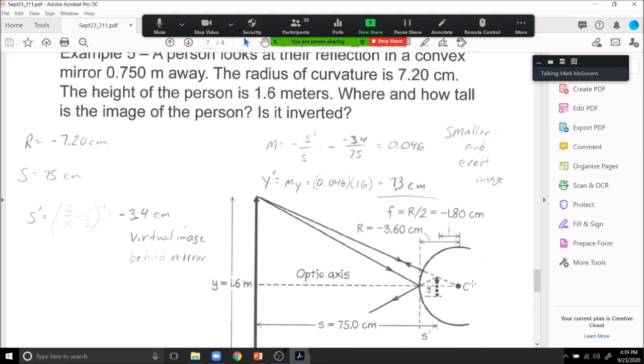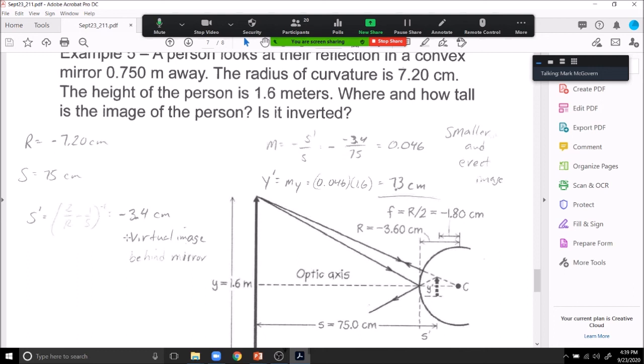We end up with a pretty small image because, if you look at your magnification ratio here, it's S prime to S, and your S is a big number. So we end up with a pretty small object. It's only 4.6% the original size, so it's only 7.3 centimeters here.